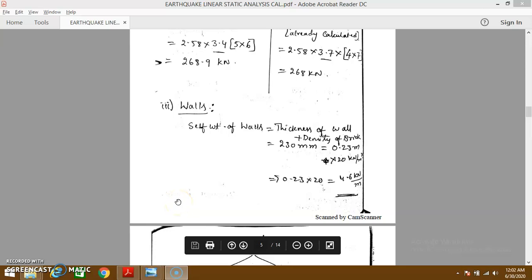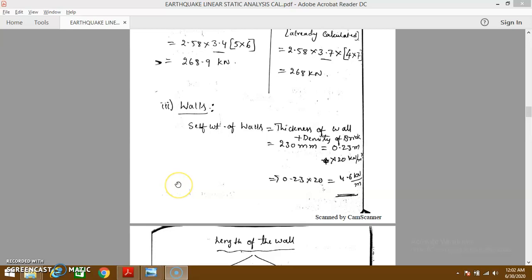Now walls. Walls are also similar to beams. Calculation part: self-weight of walls equals thickness of wall times unit weight or density of brick, in kilonewton. The thickness of the wall is already given in the problem, 230 mm or a 9-inch wall.